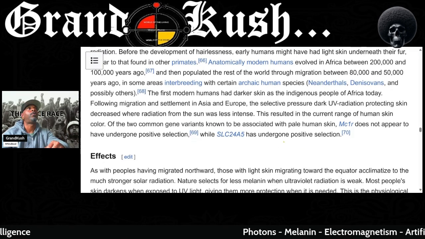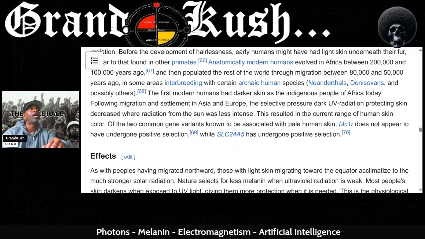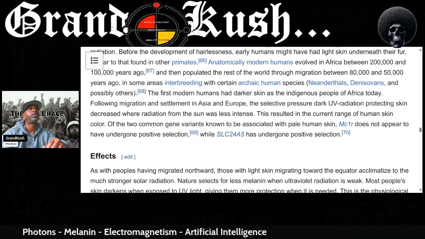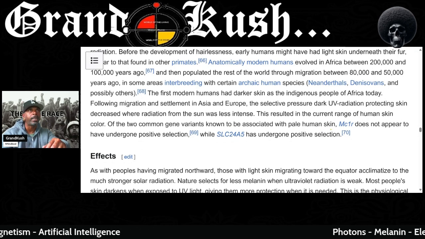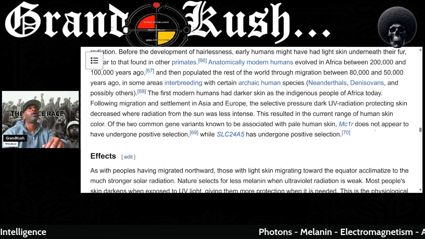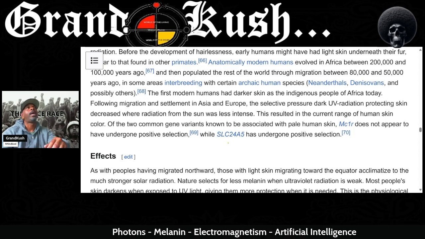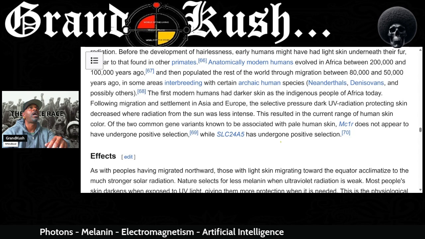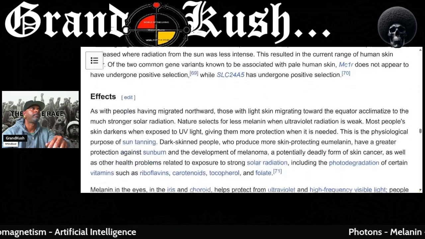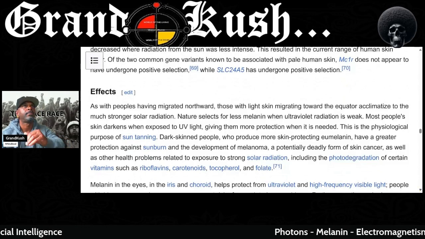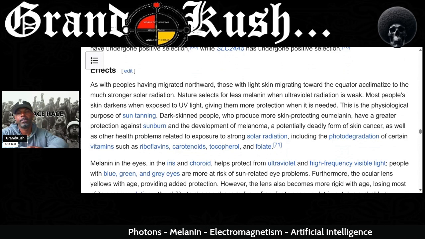This is powerful. This resulted in the current range of human skin color. Of the two common gene variants known to be associated with pale human skin, MC1R does not appear to have undergone positive selection, while SLC24A5 has undergone positive selection. You got to look that up. The effects.